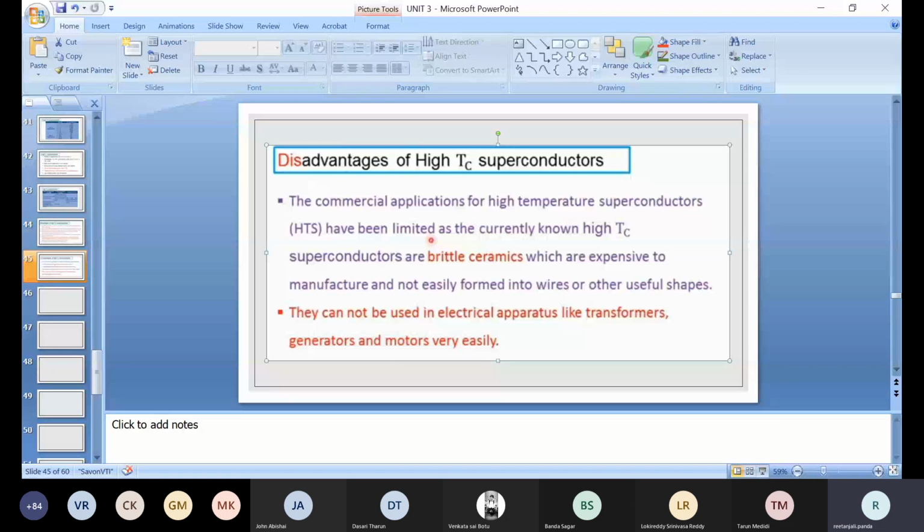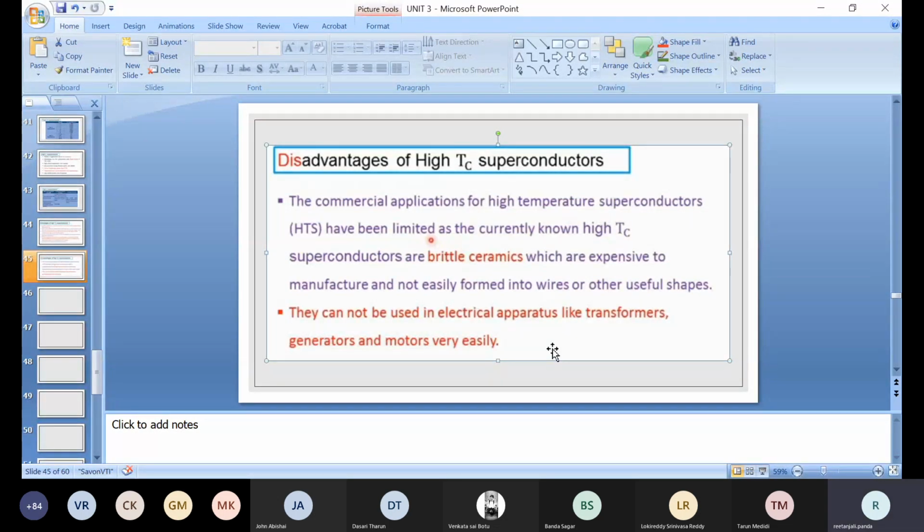That's why we cannot use them in electrical apparatus like transformers, generators or motors, because we need the wire winding over there. Okay, in a transformer, I showed you, copper windings are there, right? Copper wire windings. If the wire form is not there, or it gets very easily deformed, we will not get that form, and then we cannot use it for the particular application. These two are the disadvantages of the material.